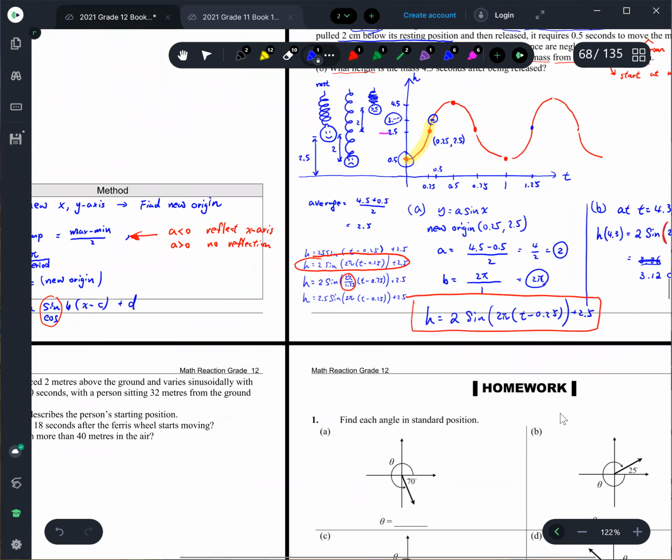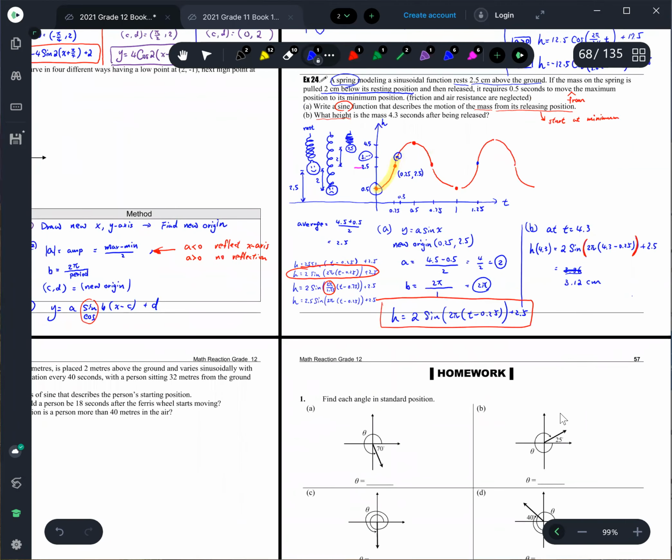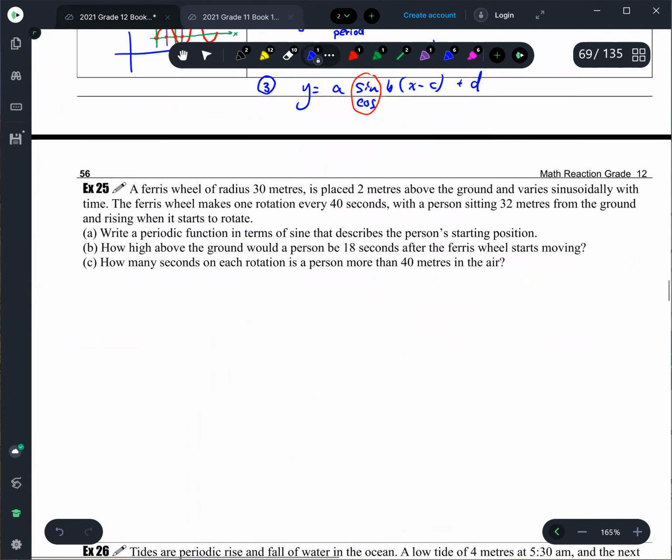Okay, the next one, we are just going to go over the graph because you will get the Ferris wheel for homework as well. Okay, we'll go over the picture, right? So for this one, we have a Ferris wheel with a radius of 30 centimeter, right? That's important, Ferris wheel. And that Ferris wheel is placed 2 meters above the ground and varies sinusoidally with the time. Okay, so you see the time, right? It has to do with the height and time.